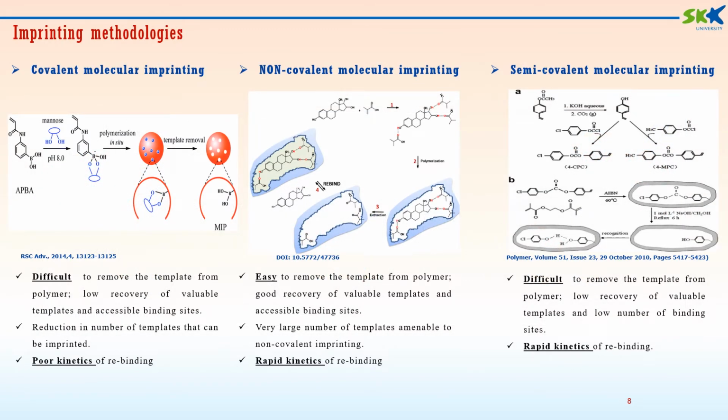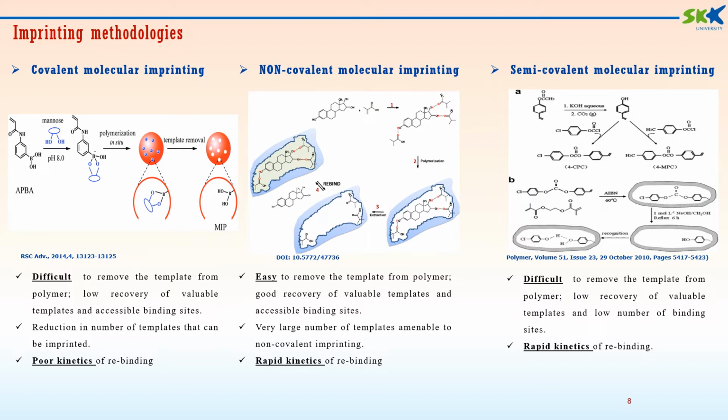As I said, the imprinting methodology is what the molecular imprinting technique depends on. Actually, we have three methodologies: covalent molecular imprinting, non-covalent molecular imprinting, and semi-covalent molecular imprinting. Let's start with the covalent molecular imprinting technique. From the name, covalent imprinting means there is a covalent bond between the template and the monomer.